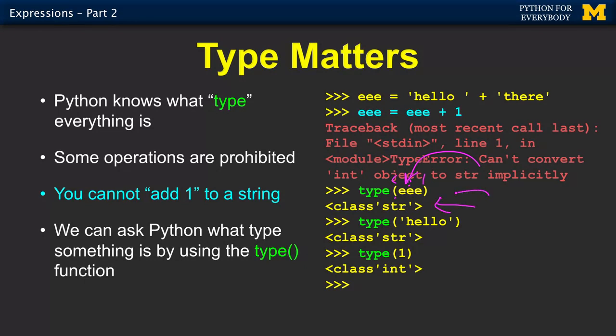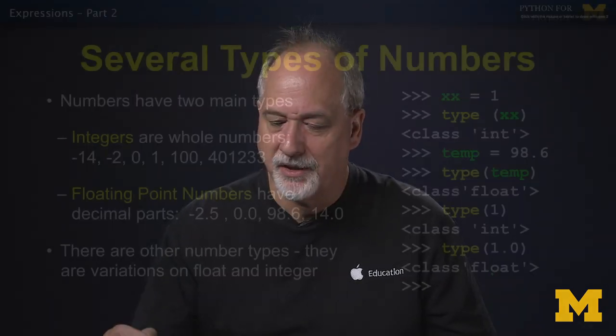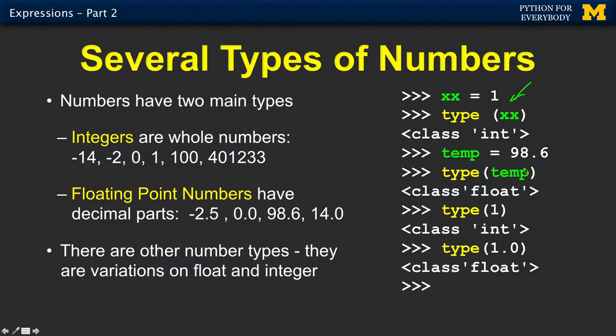What is the type of the constant, quote, hello, quote? That's a string. What is the type of the constant 1? That would be an integer. And so Python keeps track of the value of variables and constants, the value and the type of it. And so we have to kind of manipulate this and be aware of this as we move forward. And so there's several types of numbers that we've already sort of been implicitly playing with. Like I said, you can give a variable to type, or you can give a constant to type.